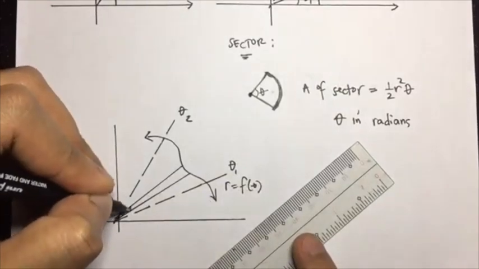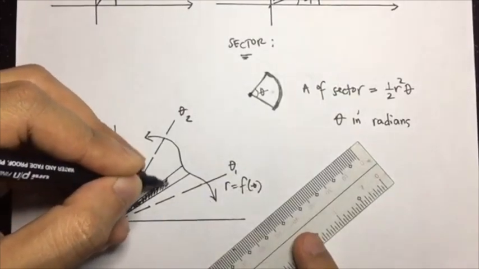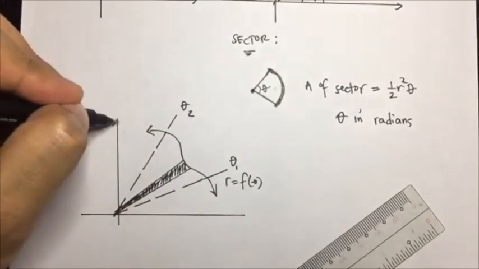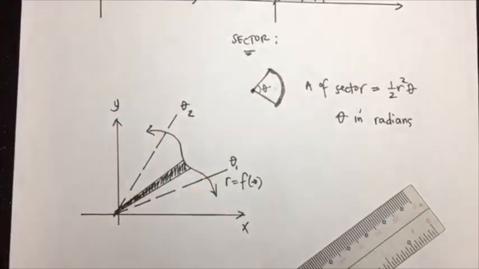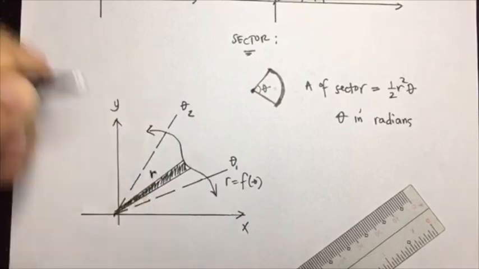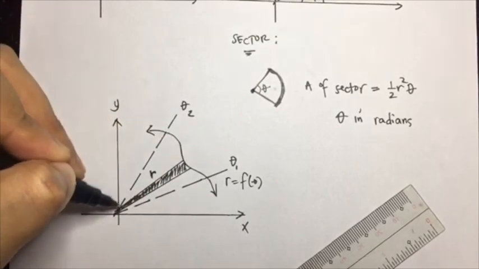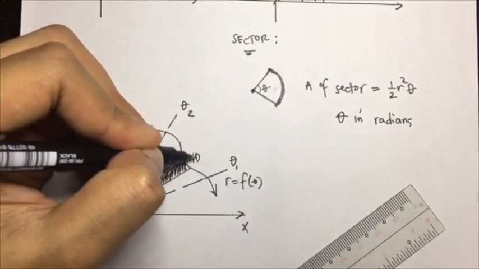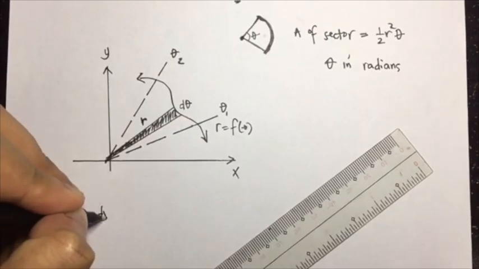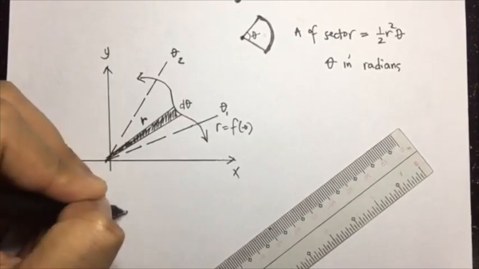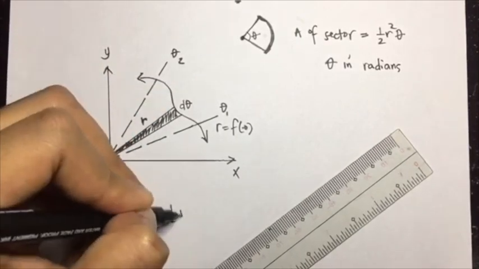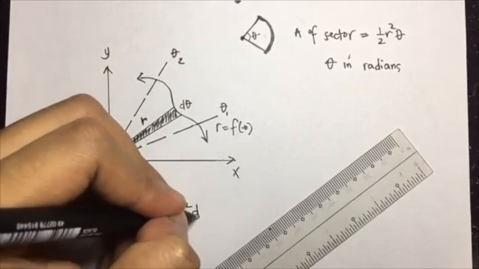So this strip now is in the shape of a sector. Let's say that the radius of the sector is r, and the angle it subtends is d theta. Therefore its differential area is equal to 1/2 r squared d theta.